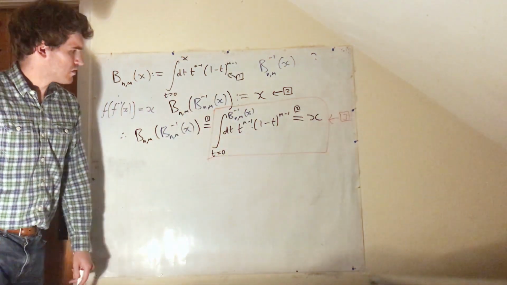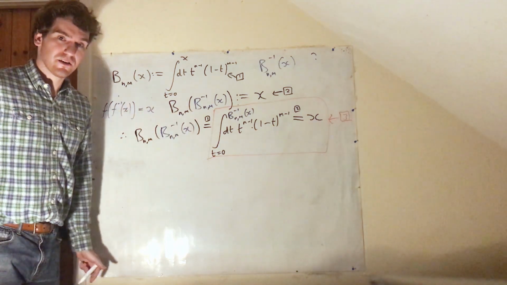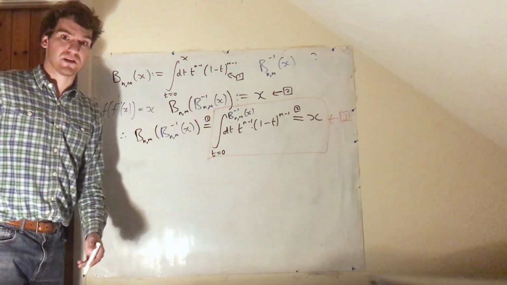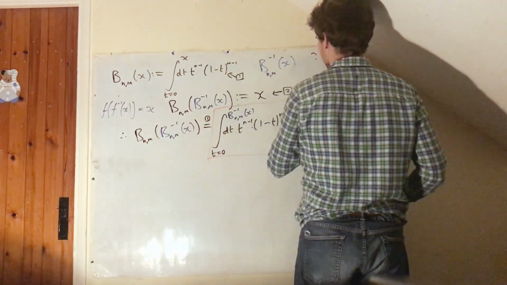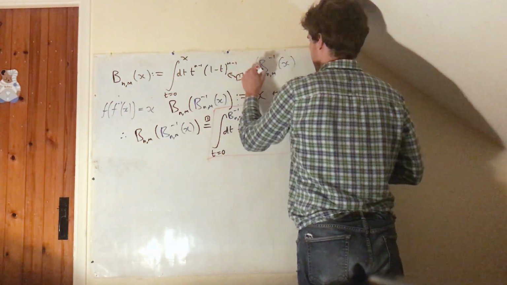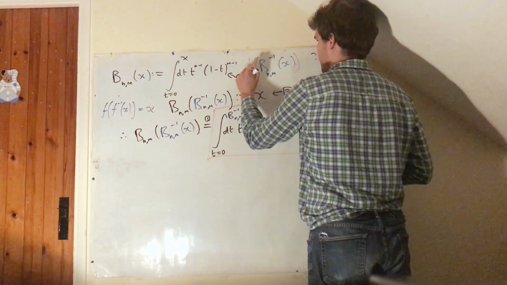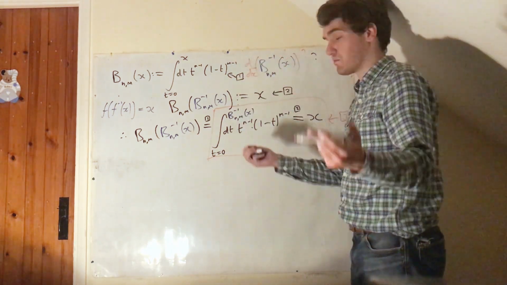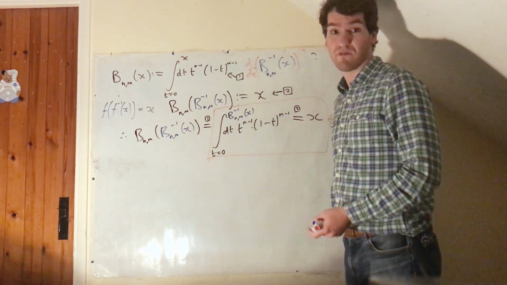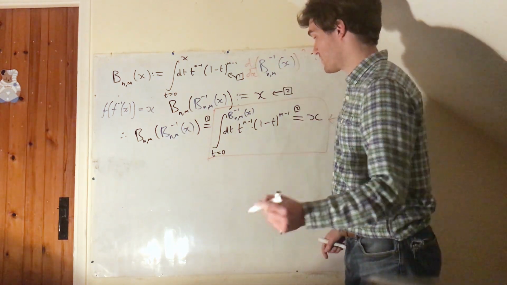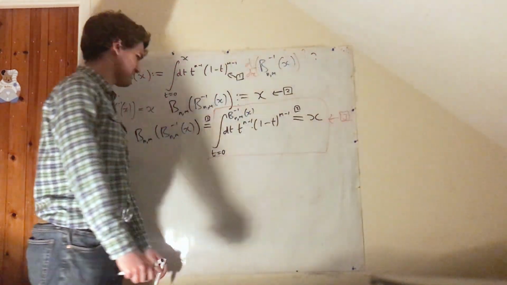Now, we also want to find the derivative of the inverse incomplete beta function. So we want to find out what's d/dx of this thing. When you define a new function, you always want to find what the derivative of it is. So let's go ahead and do it.